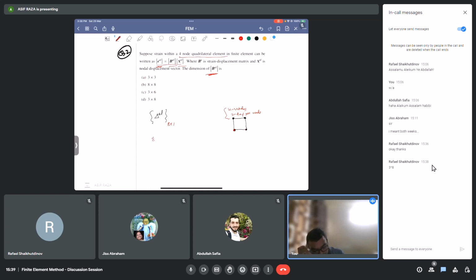Our strain displacement will have what dimension? At each point there are three things in consideration: epsilon xx, epsilon yy, and epsilon xy, right? So this is 3 by 1.